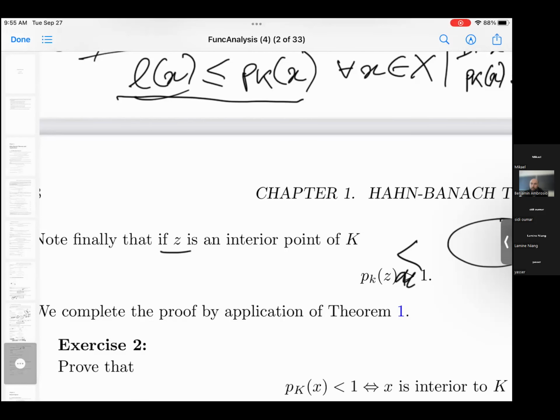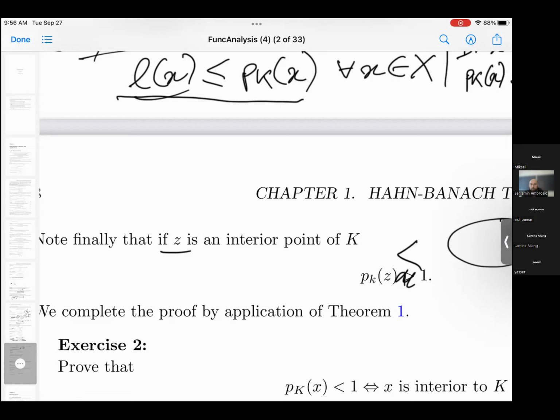So next we consider this exercise. Prove that pk of x is less than 1 if and only if x is interior to k. We have already seen that if x is interior to k, then pk of x is less than 1. Just think about it. We already saw that it's direct.